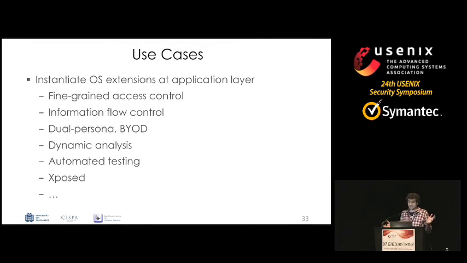OK, what can we actually do with this? So a lot. The general idea is that we can take a lot of the ideas that have been brought forward as operating system extensions and instantiate them within Boxify at the application layer. So for example, we could have systems like more fine-grained or dynamic access control, information flow control, dual persona, or bring your own device solutions. But you could also do stuff like dynamic analysis, automated testing. One idea is to port the Xposed framework onto Boxify so that it can be used without root. So there's actually a wide range of applications.